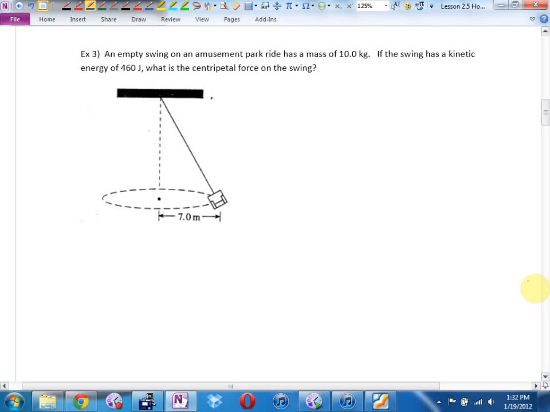They want me to find in this question, and that's either going to be one formula or the other, depending on whether I know the period or the speed. Did they give me the mass, by the way? Okay, so I'm good there.